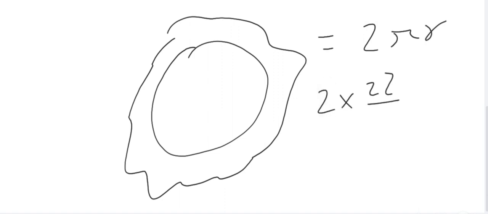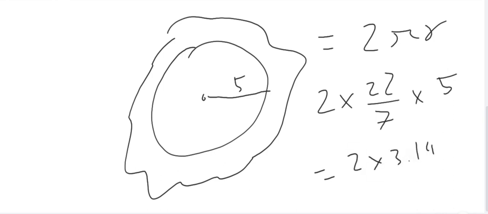Now, what is the formula to find the perimeter, or the outside part of the circle? To find the outside part, we use the formula 2 pi r, or 2 times 22 by 7 times the radius. So let's say the radius of this circle is 5. So I'll just multiply 5 with it. I'll get 2 times 3.14, let's say, into 5. I'll get a value of 31.4.